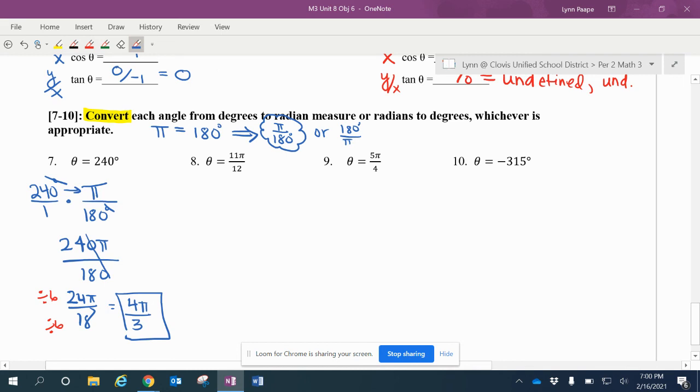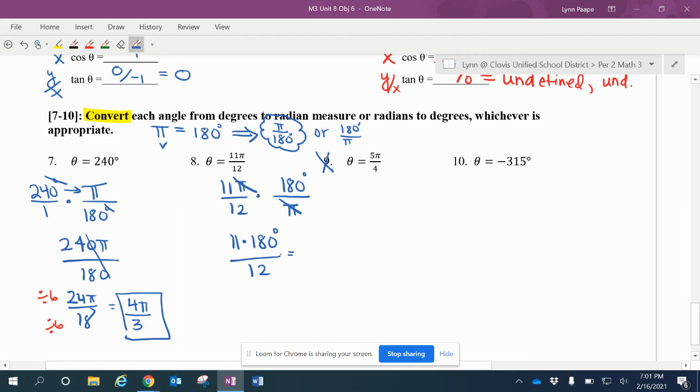Okay, so these are all kind of the same. So I'll do number 8, and I'll skip 9, and then we'll do 10 as well. Okay, so let's take a look at this one. So we have 11 pi over 12. And we're going to multiply by a fraction. So right here, I know that I want my radian to cancel, my pi to cancel. So I want pi to be in the denominator and then 180 to be in the numerator. So the pi's will reduce. And so I'll be left with 11 times 180 degrees and then divide by 12.